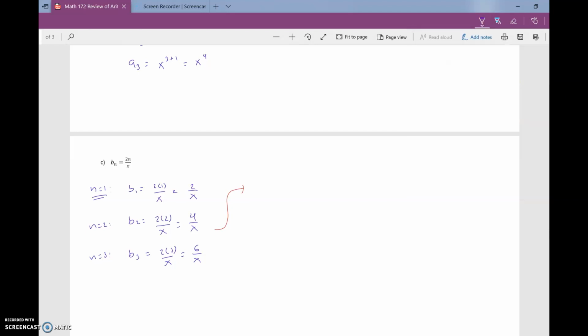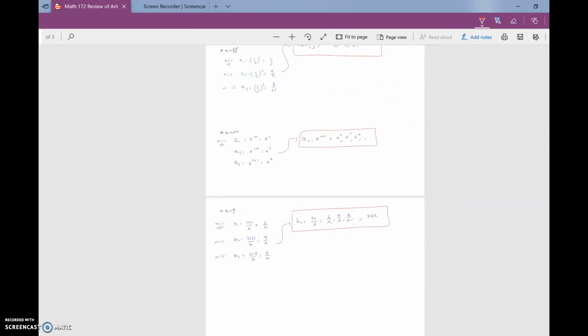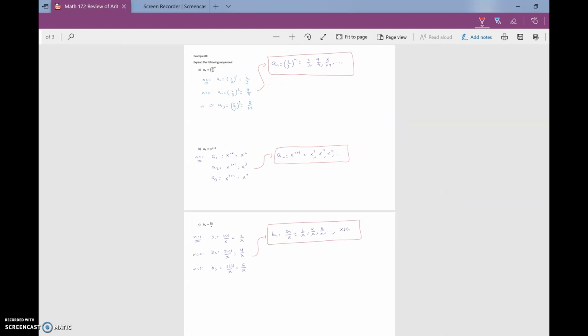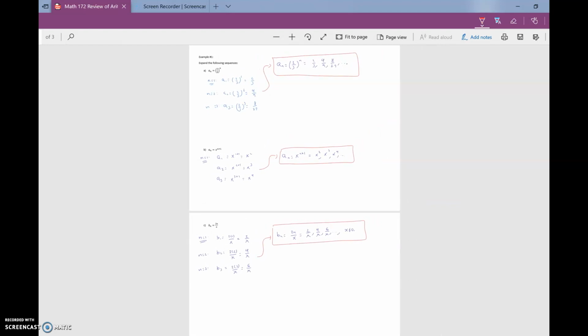Our expansion, in this case b sub n, can be expressed as 2n over x, which happens to be 2 over x, then 4 over x, then 6 over x, and then it goes on and on and on, provided that x is not equal to 0. We need that disclaimer there because technically all of these have a variable at the bottom that if that were to be 0, well, it's undefined for the sequence. So that's actually it on these problems. All they want us to do is the actual expansion of the sequence.